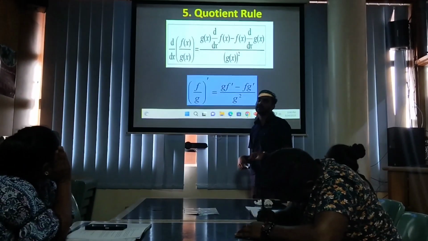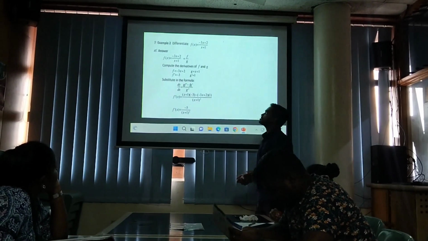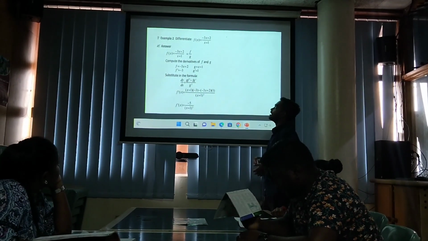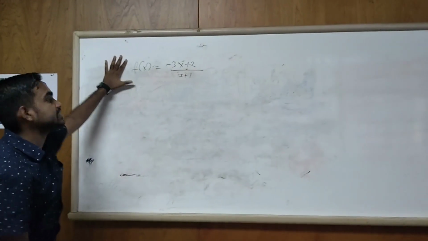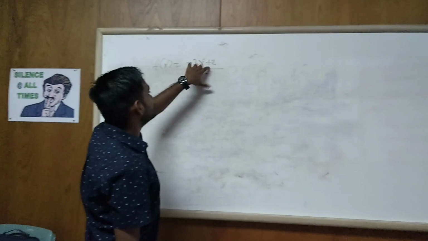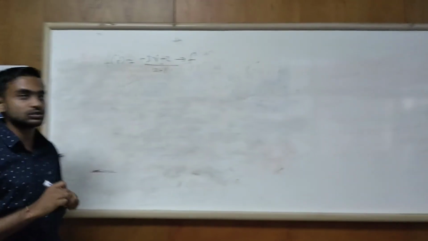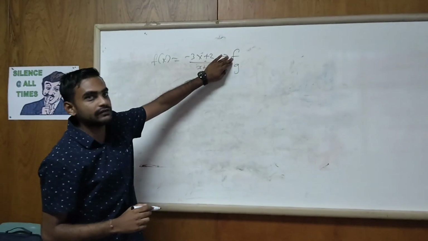It's for better understanding. This is our example: differentiate the function f equals negative 3x plus 2 divided by x plus 1. This is our first example for the quotient rule. So negative 3x plus 2 is our f function, and x plus 1 is our g function. We have identified the f function and the g function.